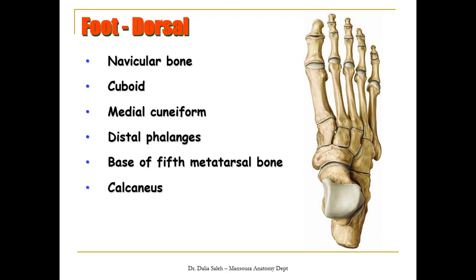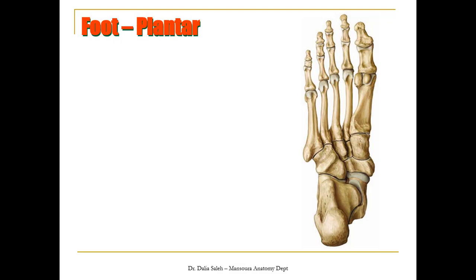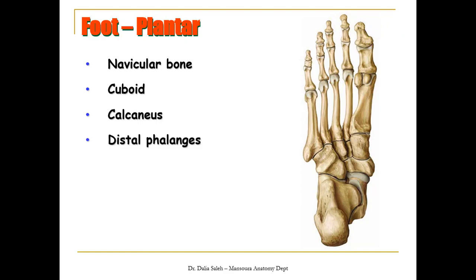Here's the calcaneus. In this view, we can see the plantar surface of the foot. We can see the navicular bone from below, and this is of course the cuboid bone. Here's the calcaneus, and this is the distal phalanx of the big toe.